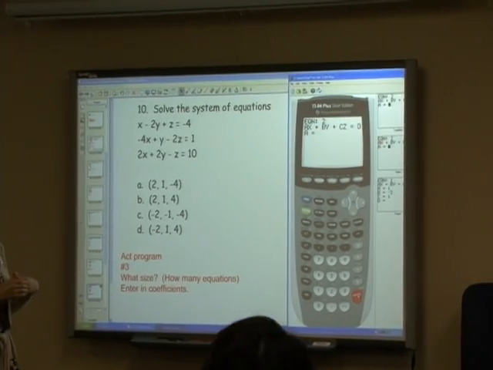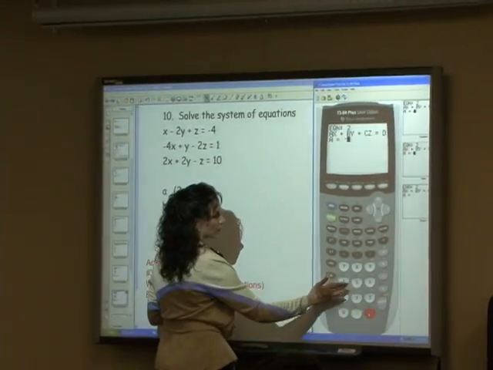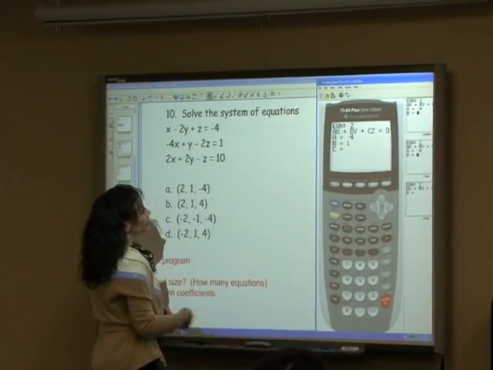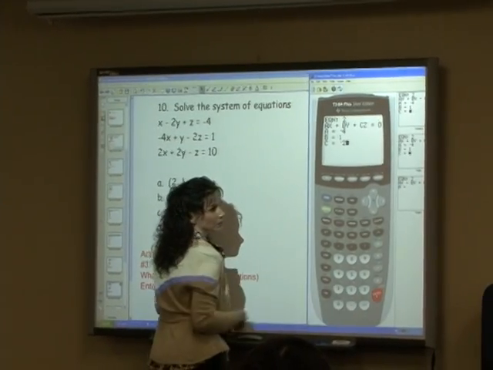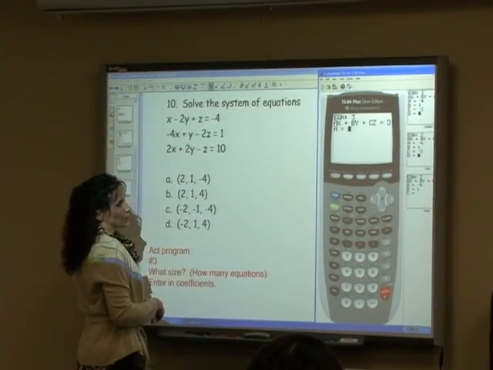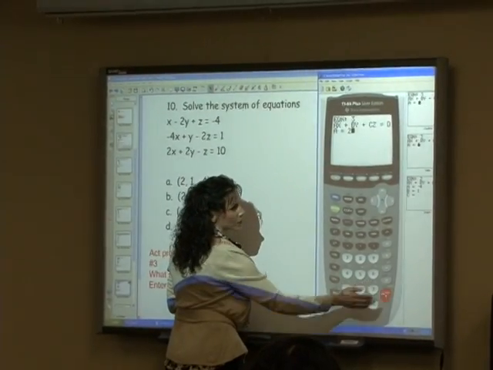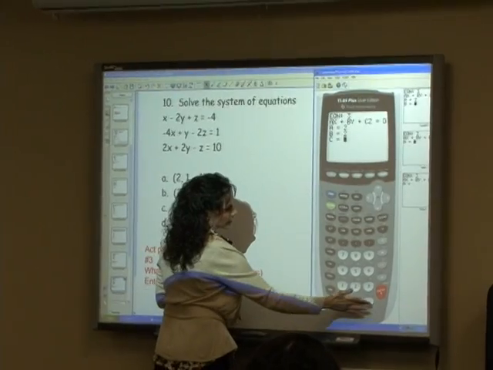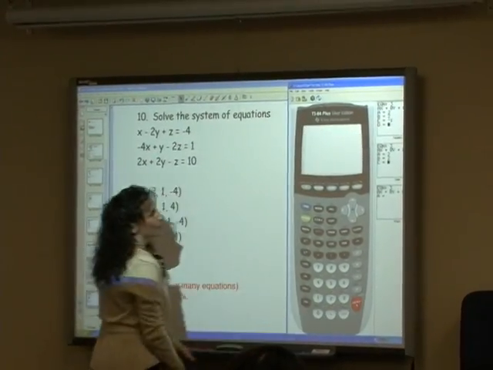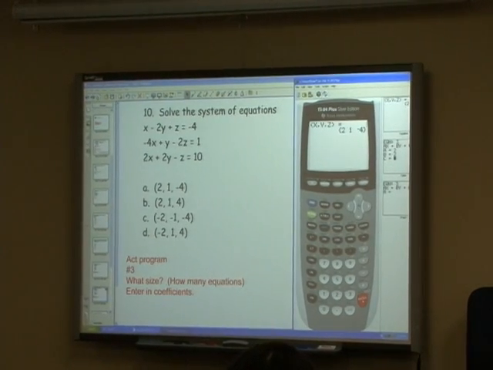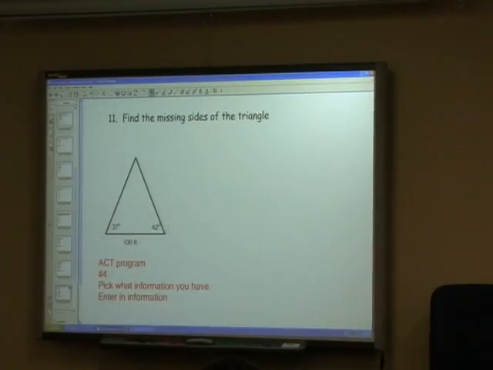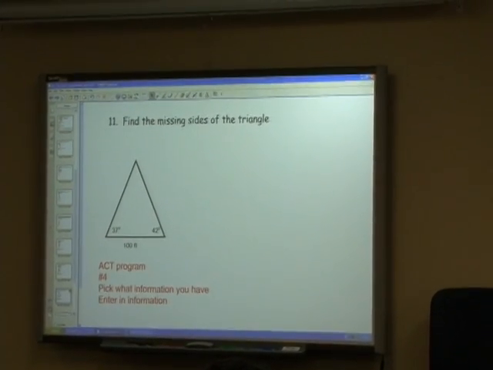Now I'm going to go to my equation 2. -4, 1, -2, 1. And my last equation is 2, 2, -1, and 10. Two, 1, -4. All right, find the missing sides of the triangle.